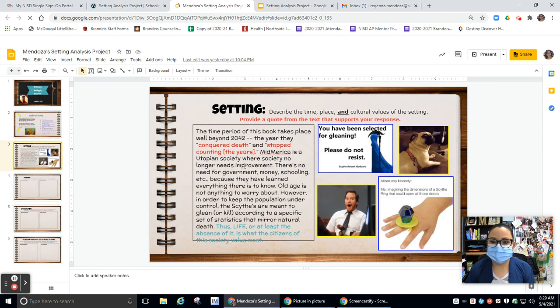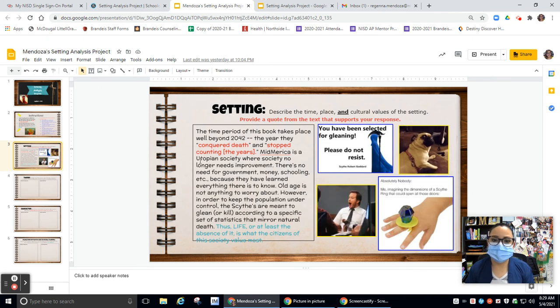So the setting and the time and place, right, and the cultural values, and then I need to make sure I have text evidence. So you can see that I did include my evidence, and then I have all of these images or GIFs or quotes that kind of support the information that I put on the setting.